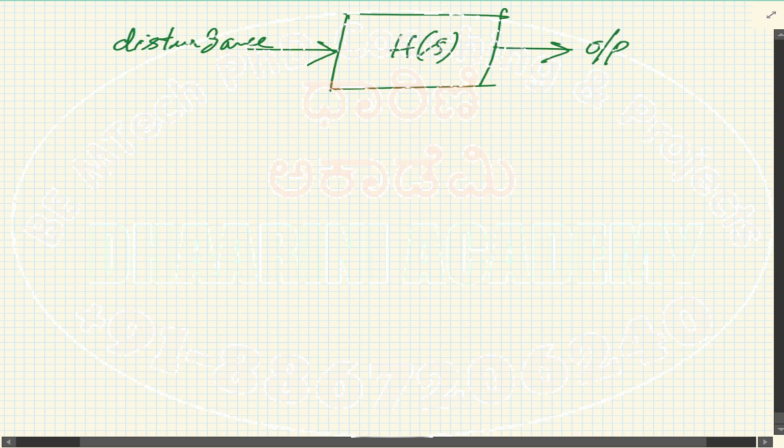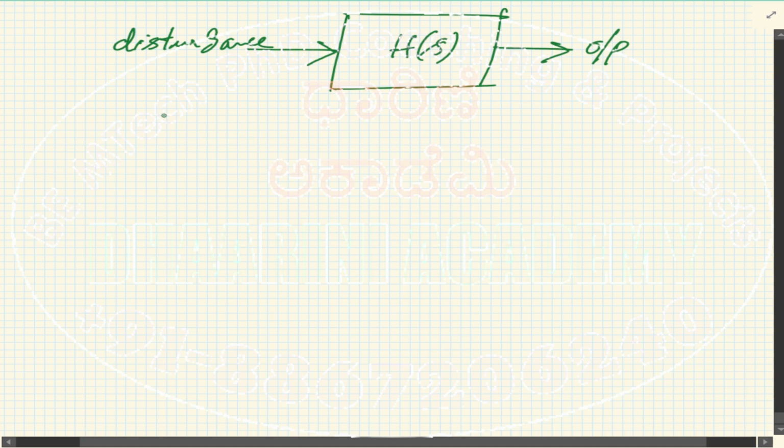But when it comes to communication, the noise is a disturbance over there, but you cannot predict it, because of the uncontrolled behavior of the channel where you are communicating. So that's why the disturbance analysis is very important. It's going to affect the performance of the system.